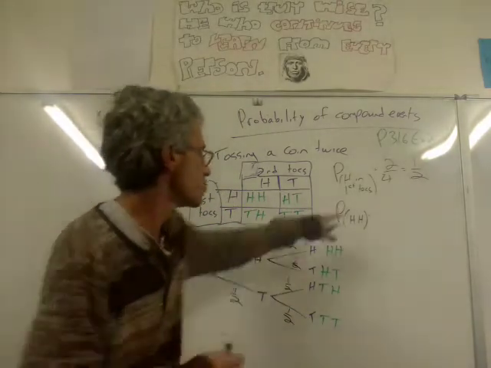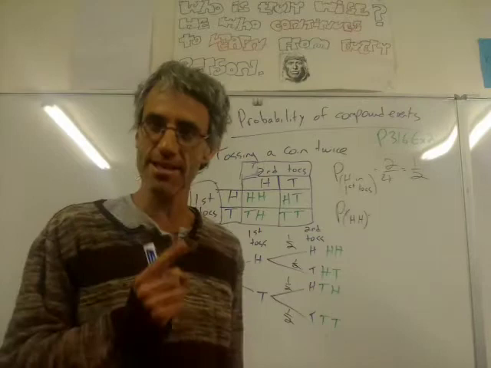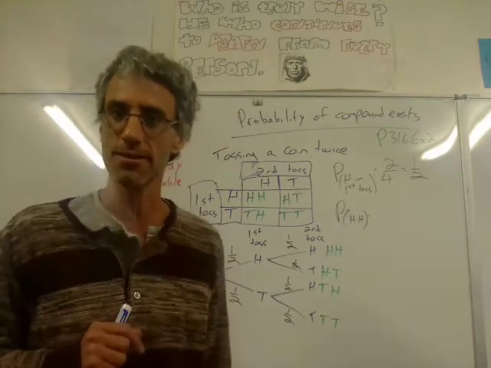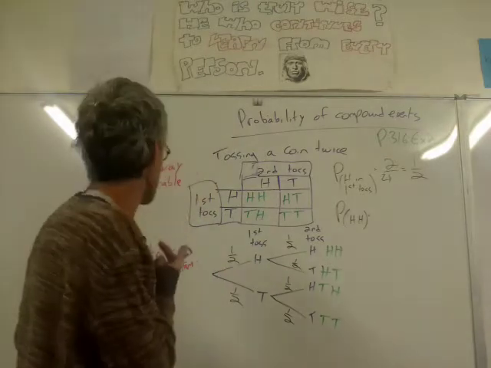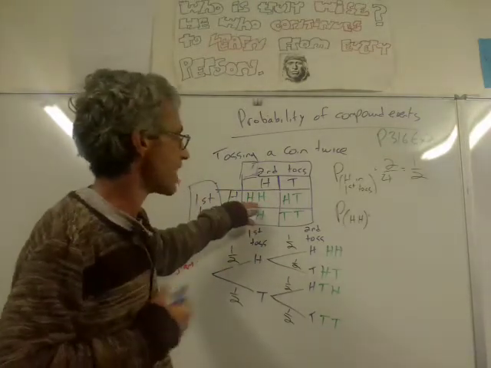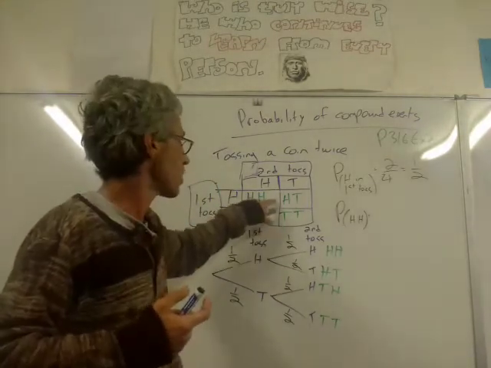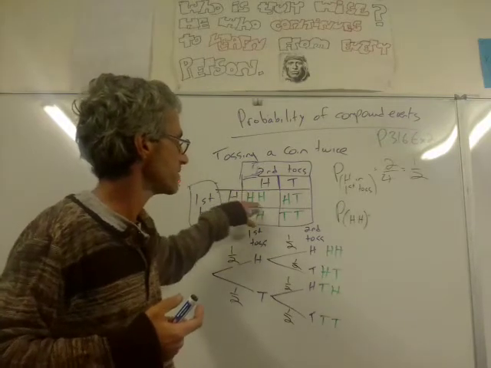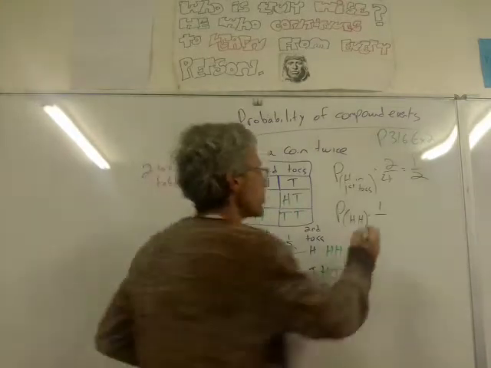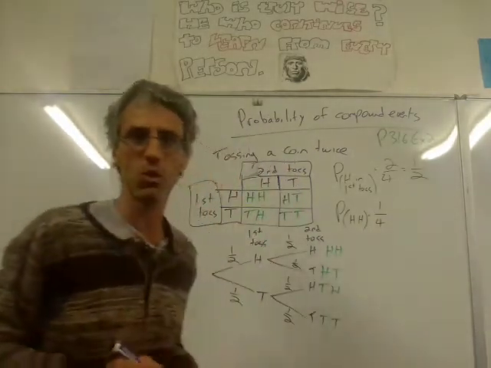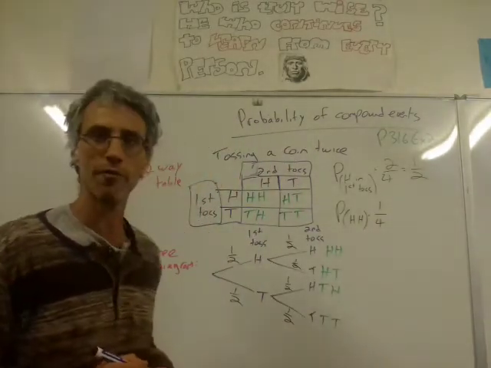Okay? Let's move on to the probability of getting a head and a head. In other words, 2 heads. Let's start by looking at the two-way table. So how many times did I get just head and head? There's just one possible event, head and head. So it's going to be 1 out of how many altogether? There's still only 4 possible events. So the probability is 1 out of 4.